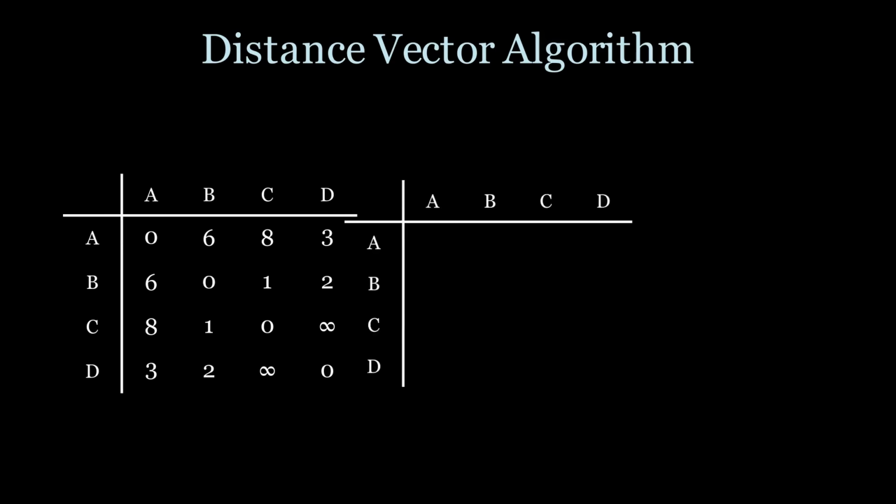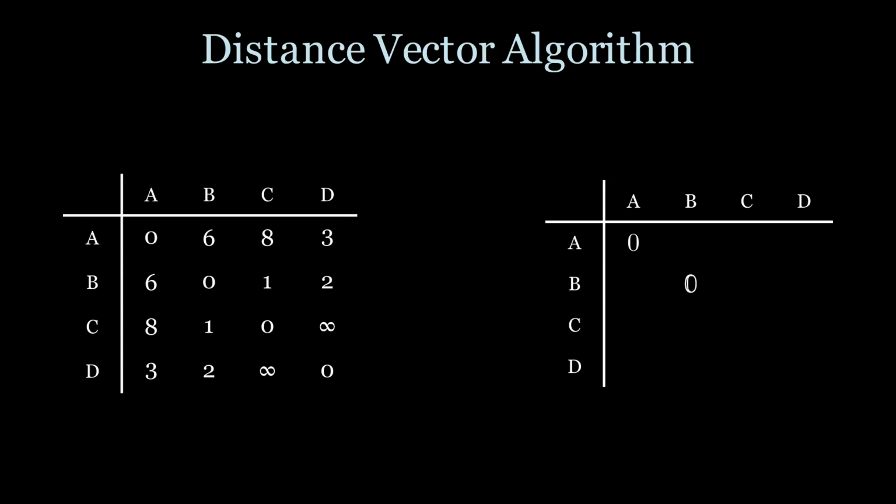Next, we create a new table for round 2 and put zeros diagonally because the cost to reach the same node is always 0 and it won't change. Now let's start finding the shortest paths. We'll sum each column from left to right starting with column A. Our goal is to find the smallest sum for each connection.